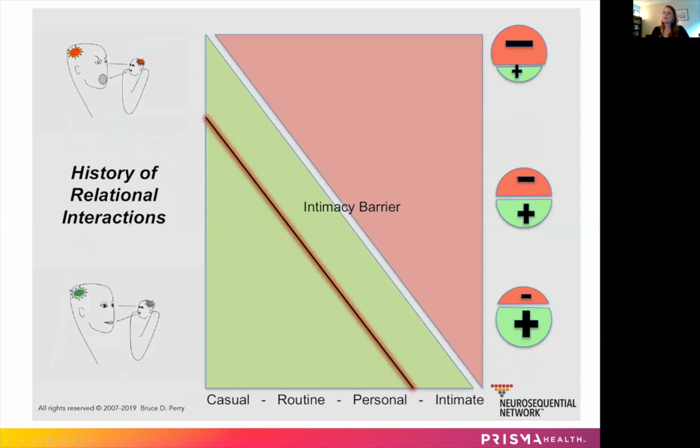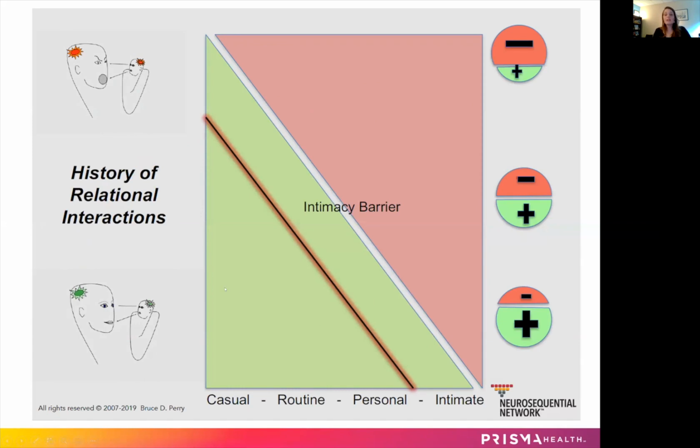And so I share all of those slides for you to understand something called the intimacy barrier. If you're looking at this box, everything in green means that you're regulated. Everything in red means you're dysregulated. And then across the bottom here, we have casual interactions to intimate interactions.